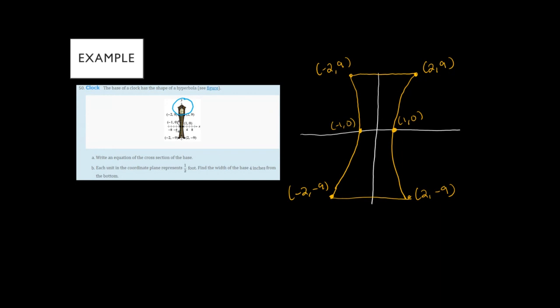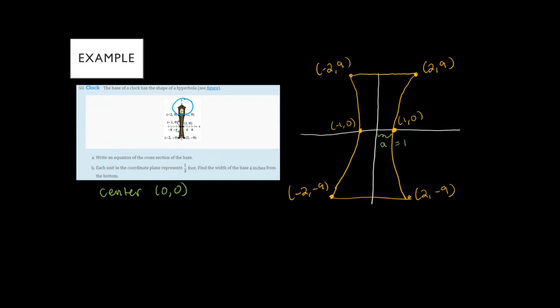So we need to get the equation. We have to figure out the center. Our center is at the origin based off of our picture here, because it's the halfway point between our 2 vertices. So we know our center is at the origin, and then a is the distance from the vertices. So we know that a here is equal to 1, since that's the distance from the center, (0, 0), to our vertices.